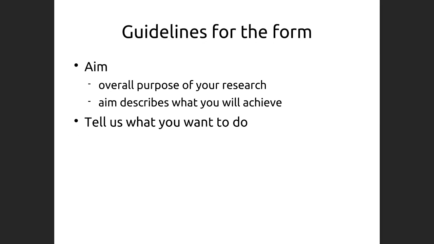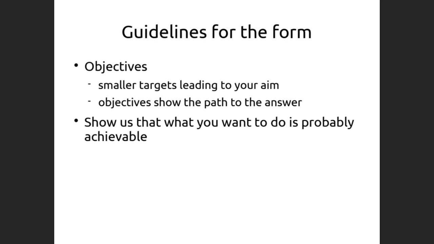Guidelines. The aim is the overall purpose of your research. The aim is what you want to achieve. It's what you want to do overall. I want to look at building a visual record of something that doesn't have a visual record. That's my overall aim. This is the second bit, which is objectives.